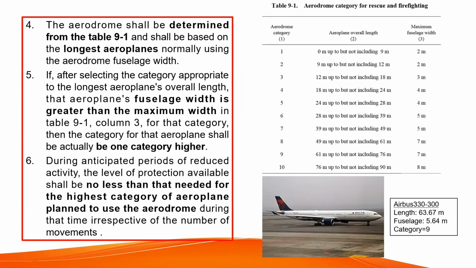These points here indicate how to use this table. That's just a brief explanation. It is determined by the longest airplane and the fuselage width greater than the maximum. So if, let's say, the fuselage width is higher than 7, then it would go to category 10, just in case. And during anticipated periods of reduced activity, for example like now, it's still the same as what it was before.